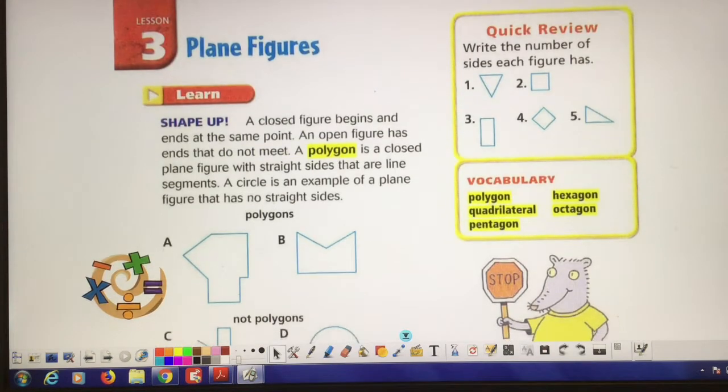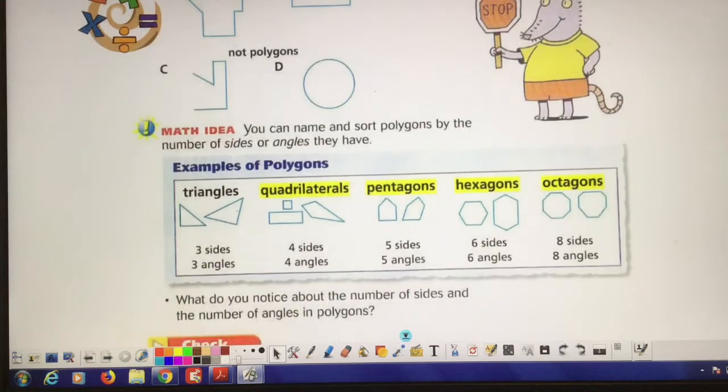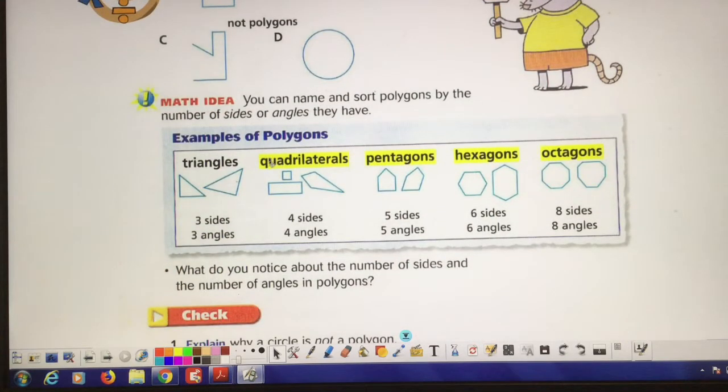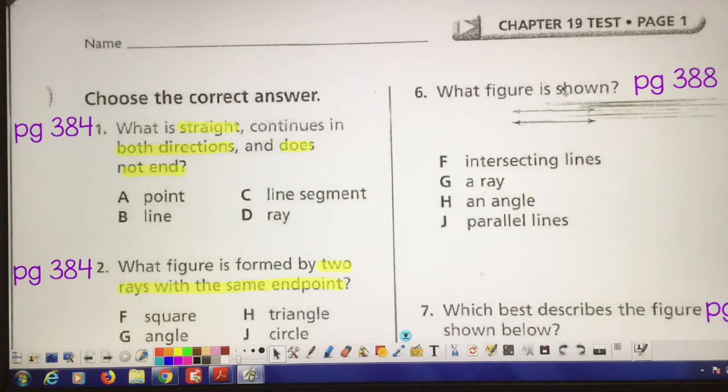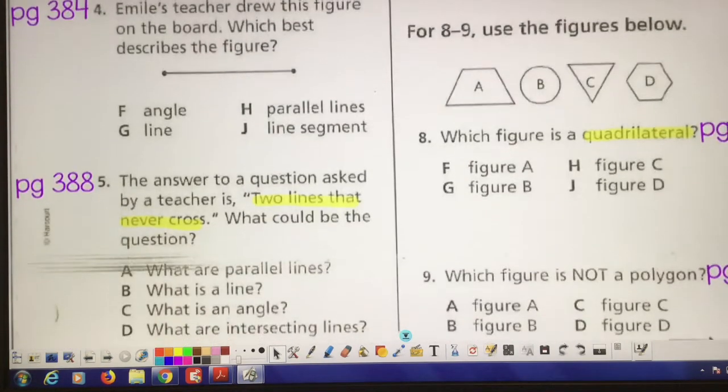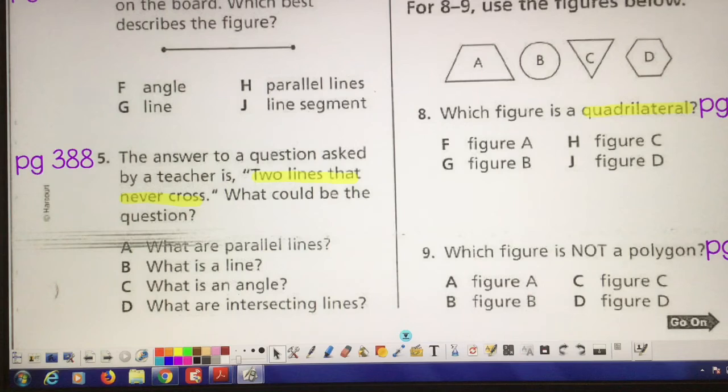The top part has what a polygon is, right? But I'm going to go down to, right there, it's highlighted, quadrilateral. So a quadrilateral has 4 sides and 4 angles. Quad, 4 sides, 4 angles. So if I go down to number 8 again, which figure is a quadrilateral? I've got to find something that has 4 sides and 4 angles, whether it's A, B, C, or D.